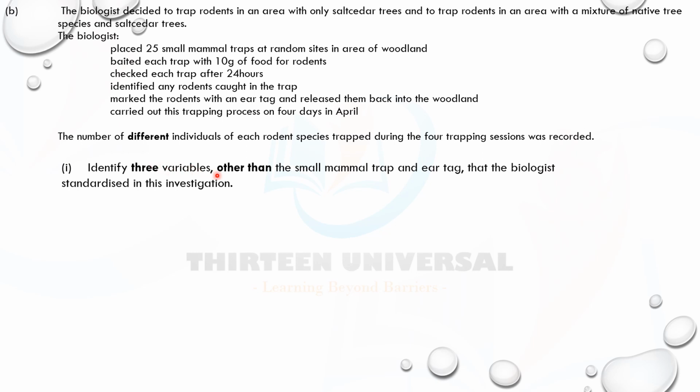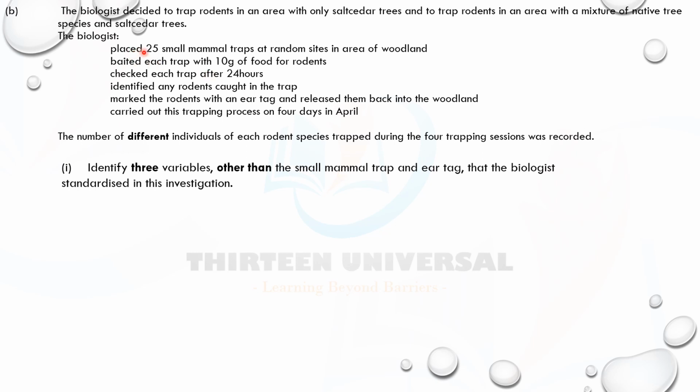Identify 3 variables, other than the small mammal trap and ear tag, that the biologists standardized in this investigation. So which ones are the key variables? That's the one we standardize. So you come here, okay. All right, remember the number of small mammal traps. So they say we should not mention the small mammal trap. We shouldn't mention the type of it, but we can mention the number.